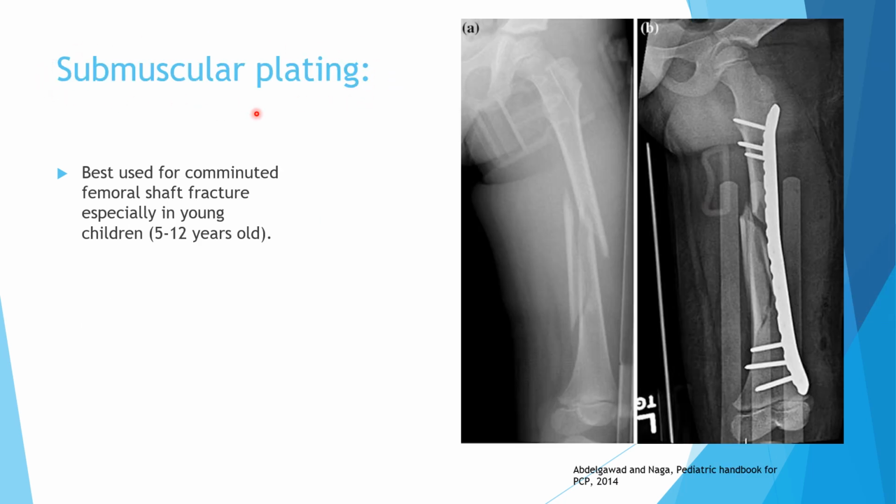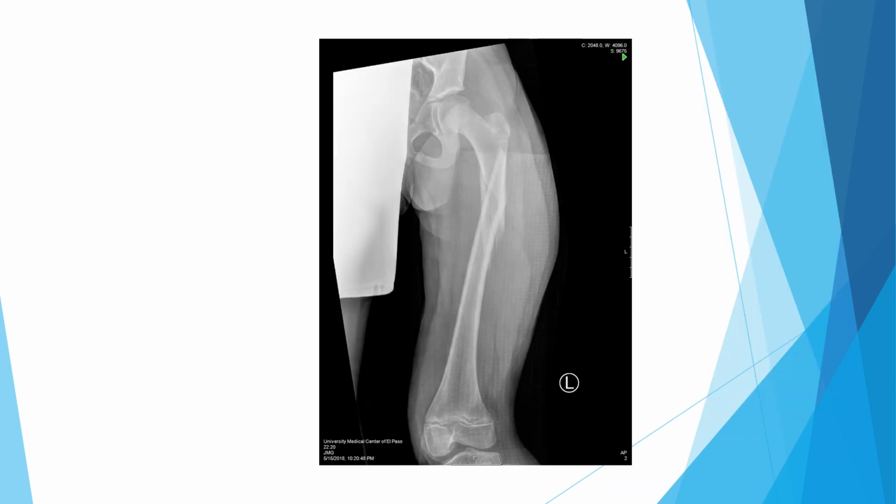Submuscular plating also is a fixation method for pediatric femur fracture. It's used for comminuted fracture. We call it length unstable, especially proximal or distal. You can see here this fracture. It's a highly comminuted fracture. There is a big butterfly fragment here. So if the method of fixation is not rigid, the fixation will fall into varus. Submuscular plating here was used for fixation of this fracture. The idea is to maintain the alignment and the length and the rotation, and then the fracture itself will heal with secondary intention.